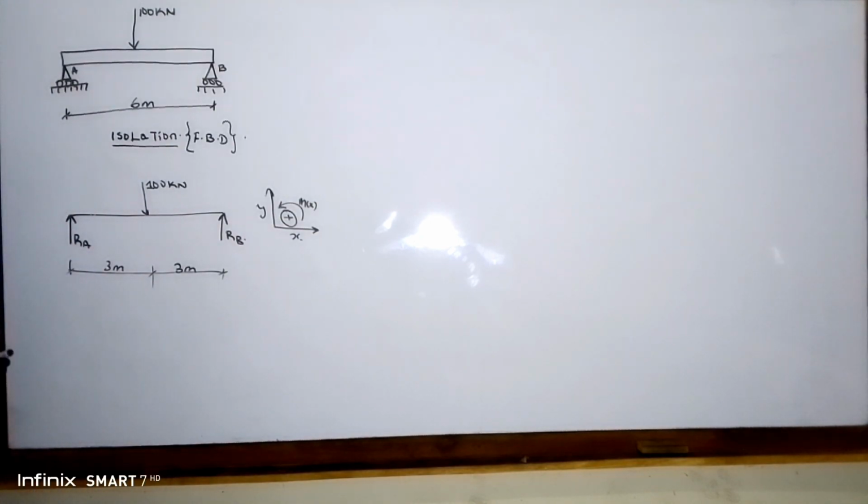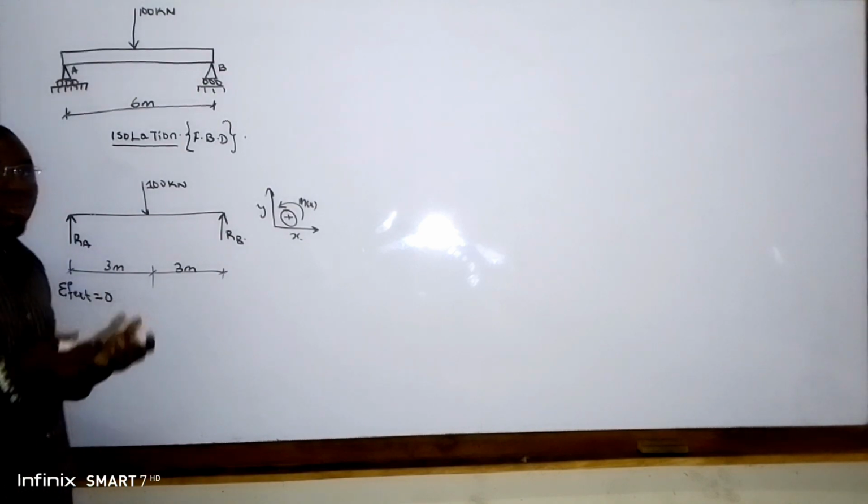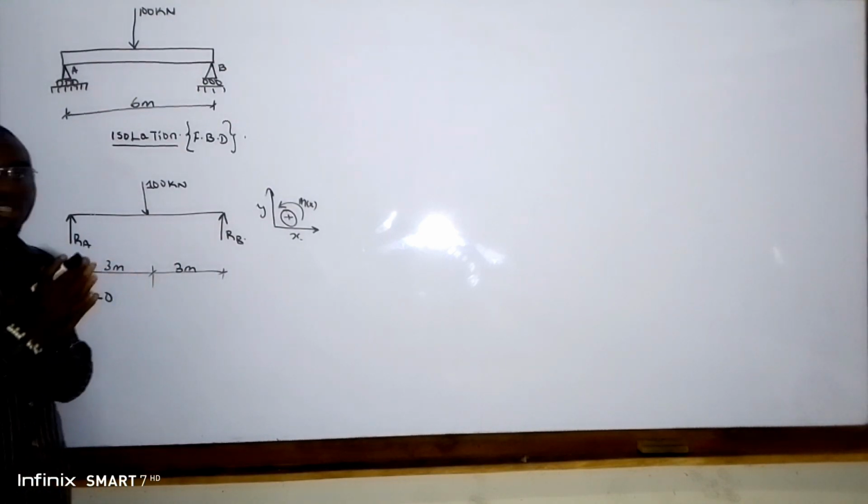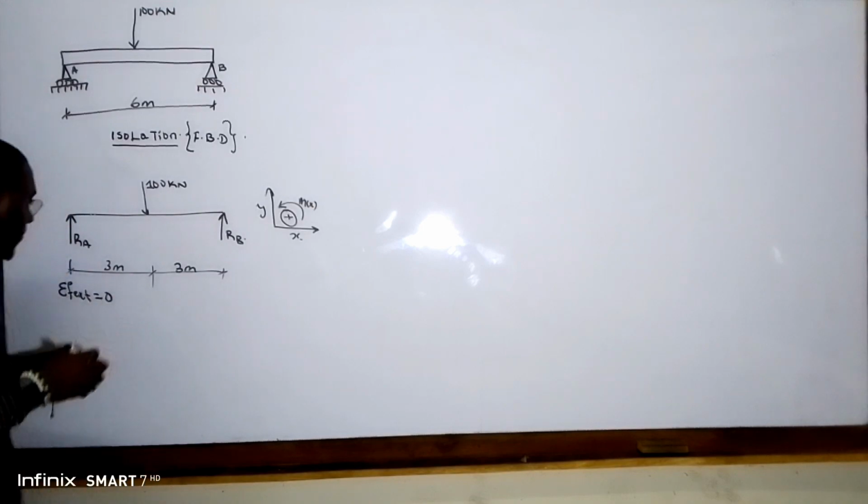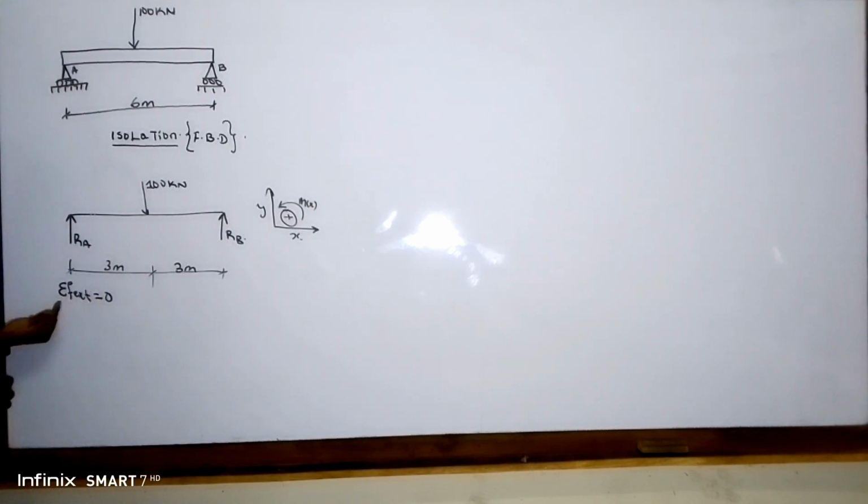So guys, let's start. To start with the beam, we state the fundamental principle of statics, which states that the sum of external forces must be equal to 0 for a body or a structure to be in equilibrium. The sum of all the forces acting on it must be equal to 0. So guys, that is why we make this condition: sum of external forces is equal to 0.